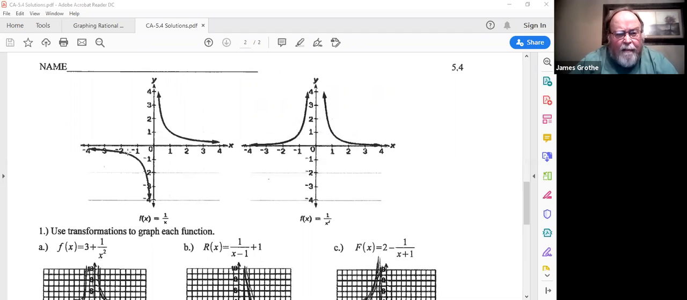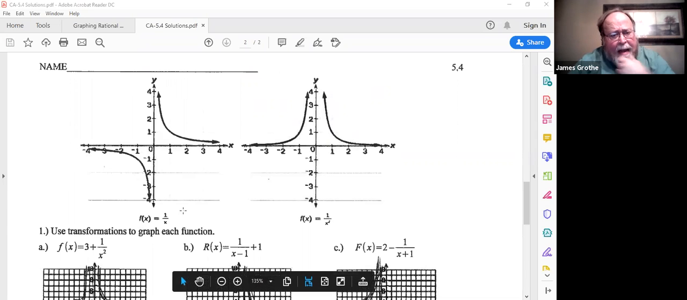On the negative side of things, much the same, except of course the reciprocal of a negative number is a negative number. So the reciprocal of -1 is -1, -2 would be a negative half, -3 a negative third, and so on. Again, approaching that x-axis as we go out. And then as we get closer to 0, reciprocal of -1/2 is -2, reciprocal of -1/3 is -3, and as we get closer to 0, the reciprocal approaches negative infinity.